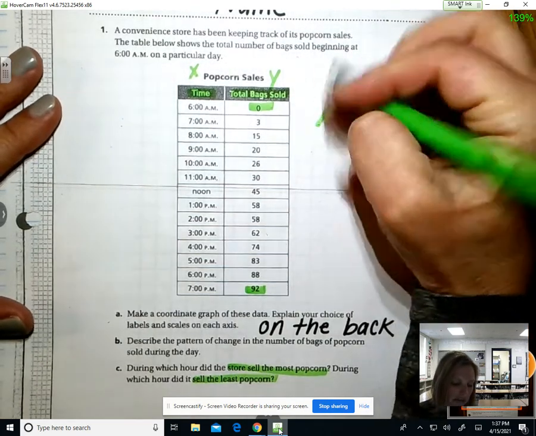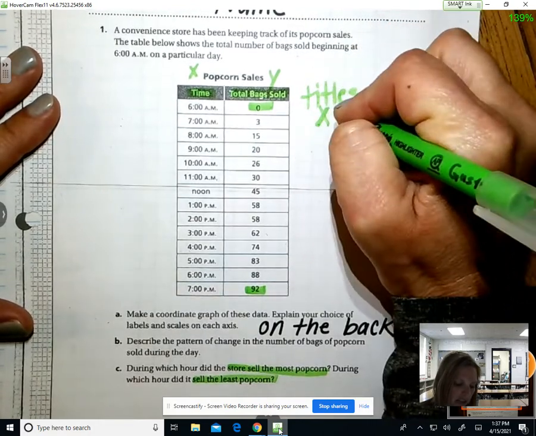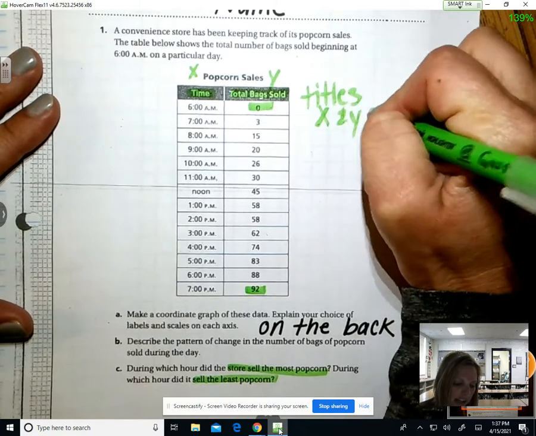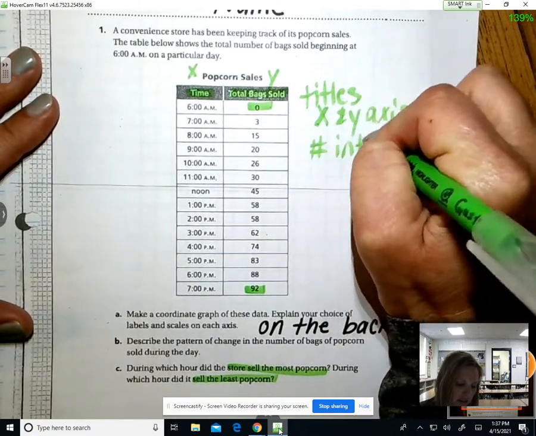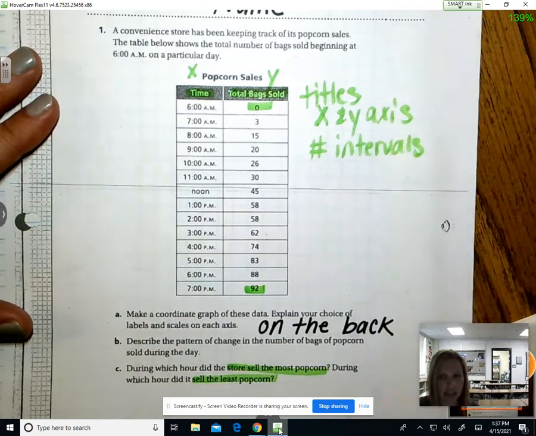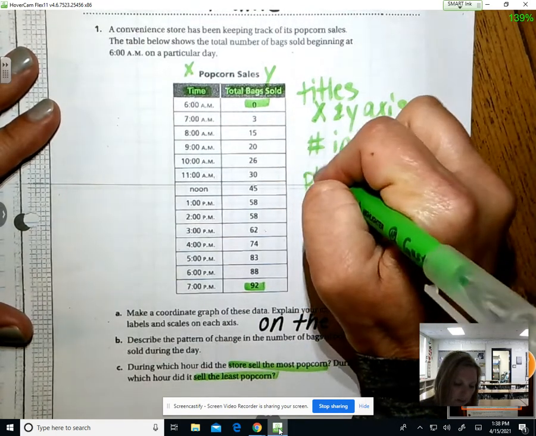Let me write this down for you. I need titles for the X and Y axis. Make sure you number your intervals. I would say make sure that there's a main title, but I already have that on there for you. And then make sure you're plotting all of your points.